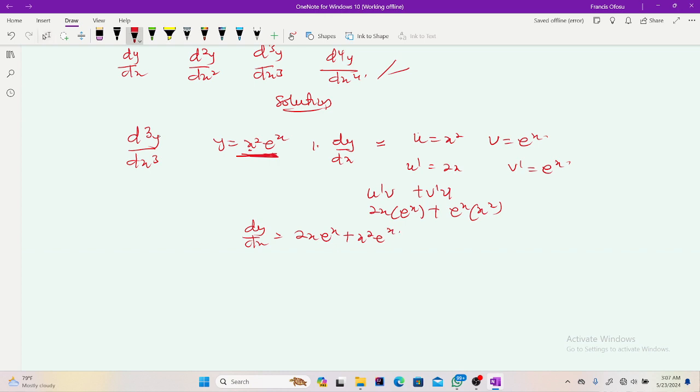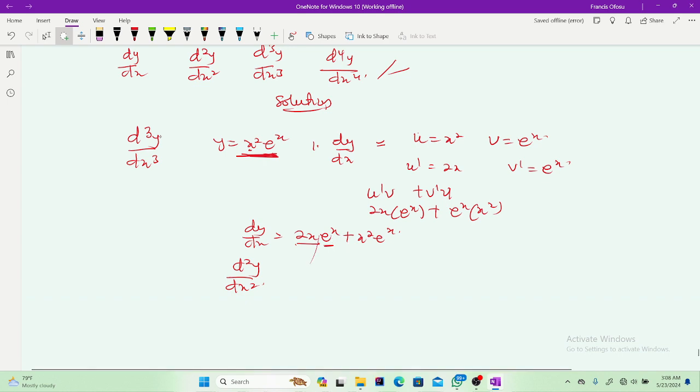Now we want the third derivative, so I move on to d squared y over dx squared. For that reason, I'll take each of these and I'll differentiate as well. I will differentiate, so I have two components, this and this, right? So I'll take my 2x separately and x squared e to the power x separately. Normally when there is a constant multiplying, this is what I will advise you to do: you put the constant out. Then here I'm going to get x alone and e to the power x, so that I can easily differentiate.